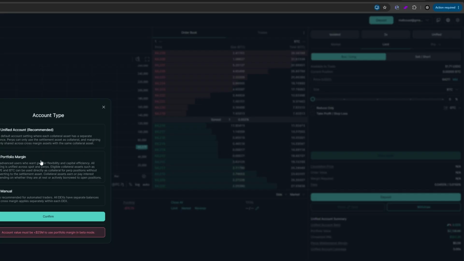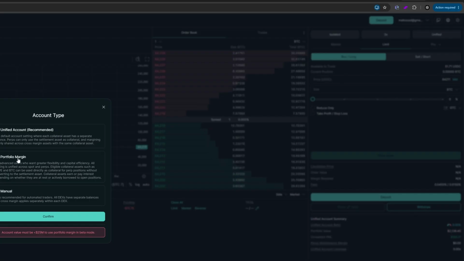Unified versus portfolio margin versus manual. Unified is where all your accounts have separate balances and you can move them around in between. I would recommend this one the most. Manual is usually for bots and algorithm trading. So I wouldn't worry too much about that one.